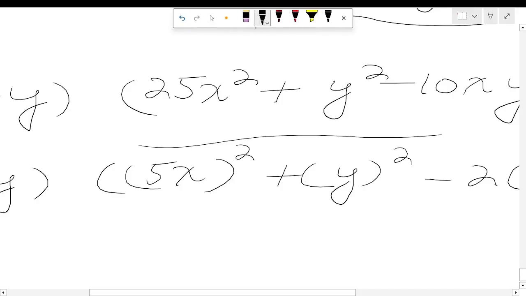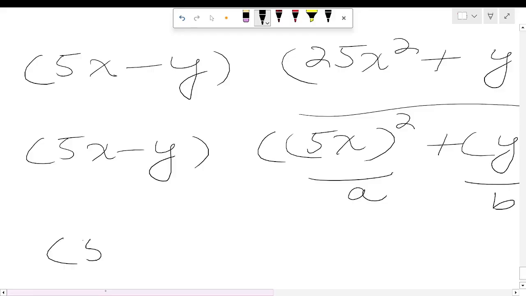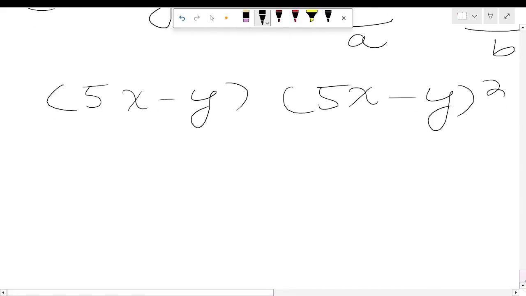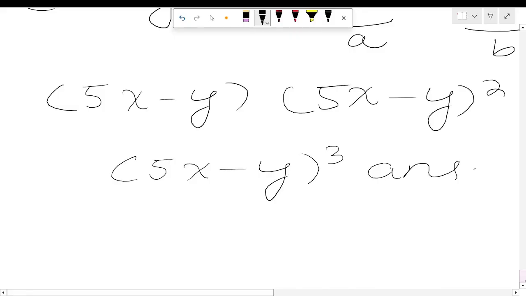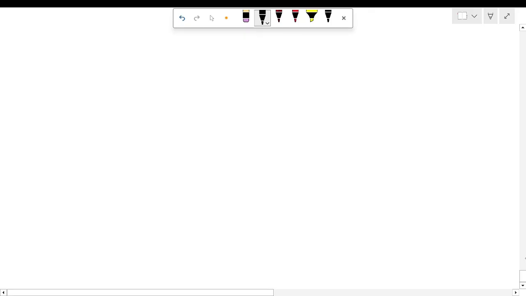So let's suppose the value of a is 5x and b is y. So we will write 5x minus y whole square. So first let's write 5x minus y here, and then I will write 5x minus y whole square. Now both of these terms will combine to produce 5x minus y whole cube. So this is our answer for question number 11. Now let's move on to question number 12.